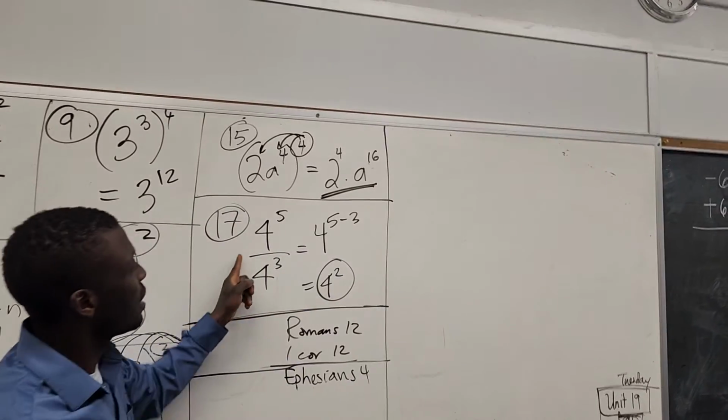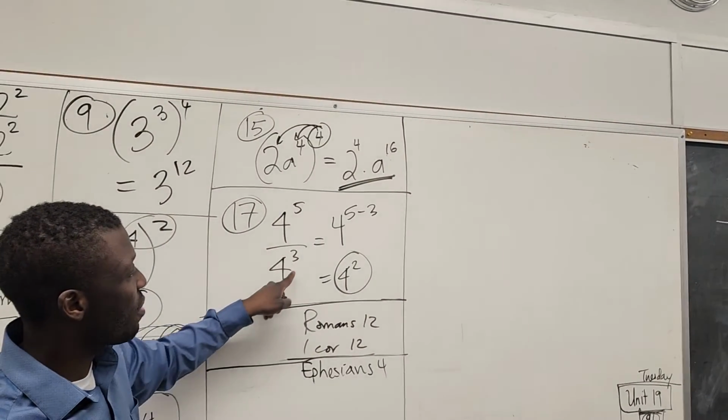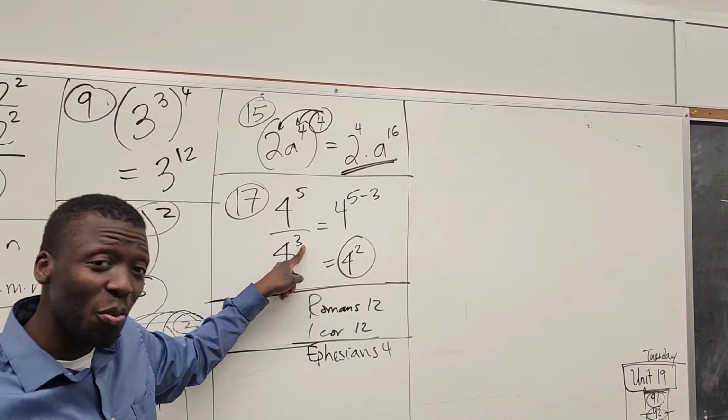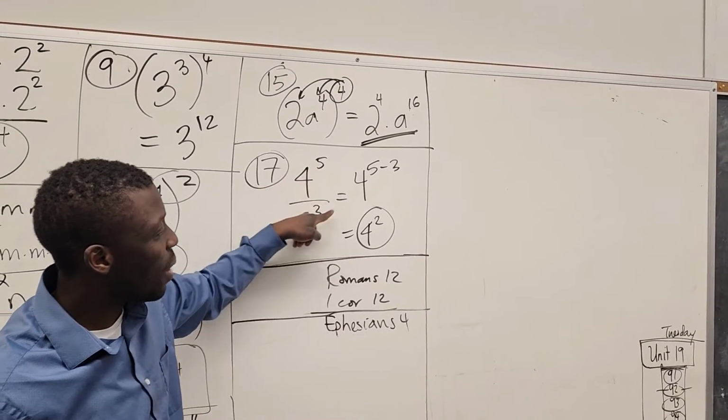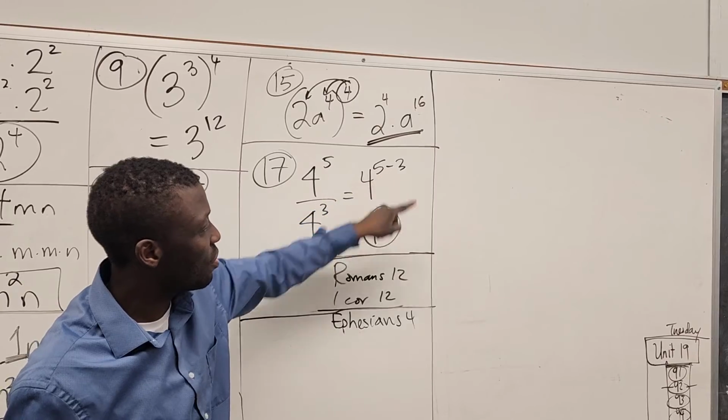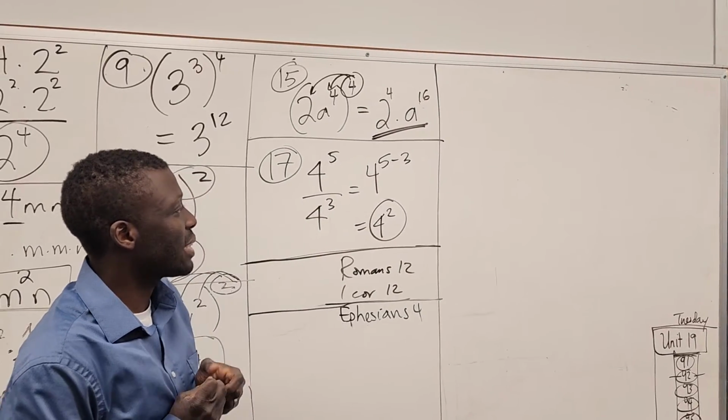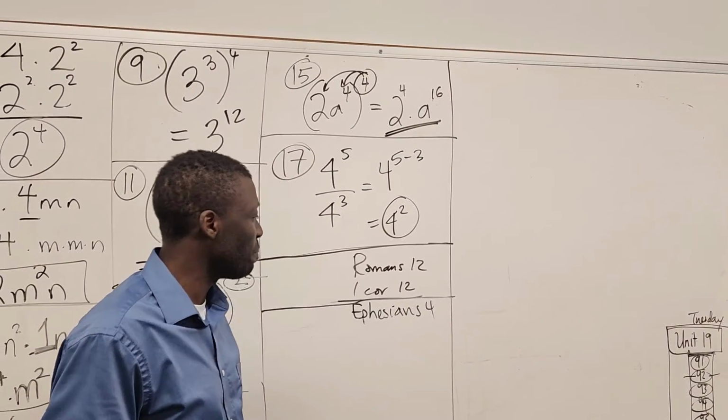Number 17. 4 to the 5th power divided by 4 cubed. That leads us to another rule of exponents. If we have the same base, we can subtract the powers, and that's what we did. 5 minus 3, that's 4 squared, and that's how we solved that particular problem.